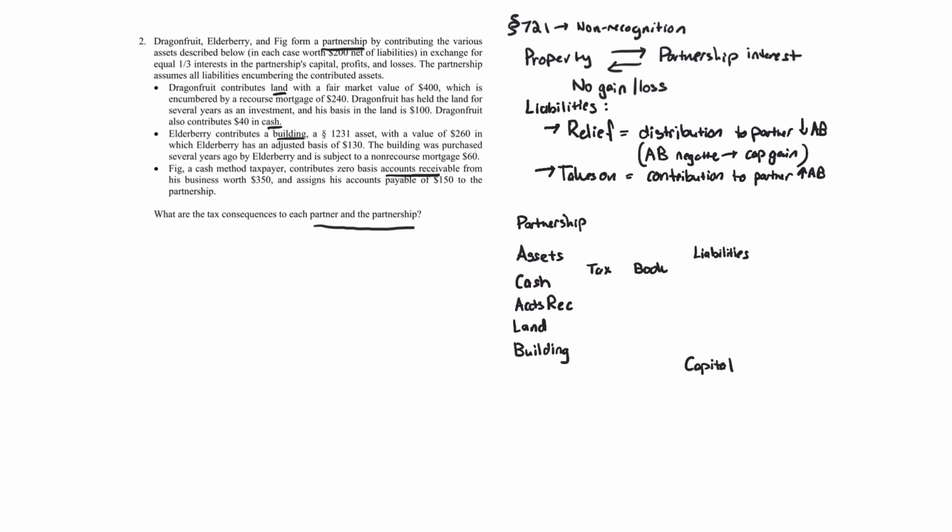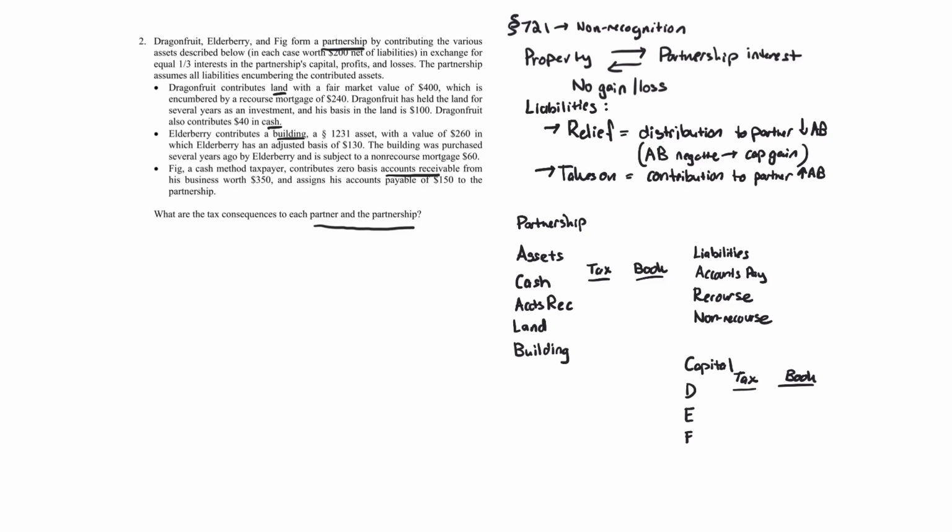We've got our liabilities. Now, the liabilities here, got accounts payable. We've got a recourse liability, and we've got a non-recourse liability. And of course, for capital, we've got D, E, and F. We've got our tax capital amount, and we've got our book capital amount. So let's go through the assets.